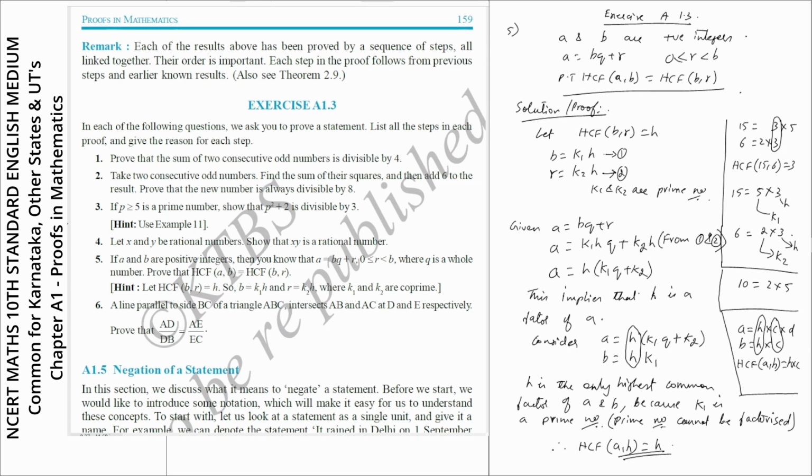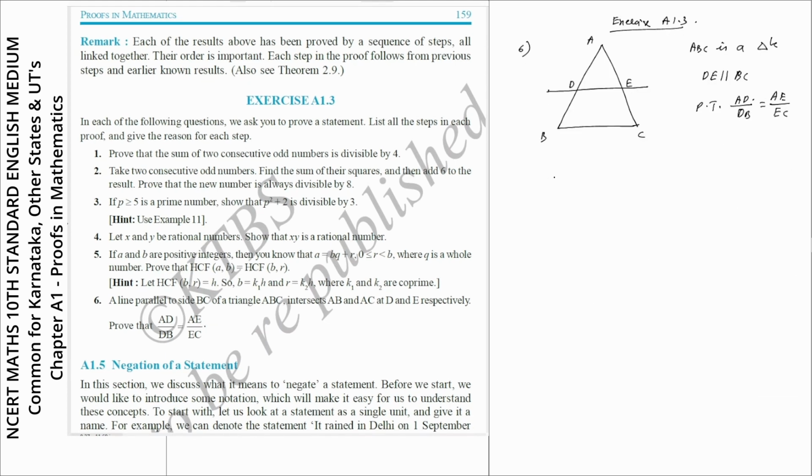If you study the chapter Real Numbers, you will come across many questions which are similar to this question. Exercise A 1.3, question number 6. A line parallel to side BC of a triangle ABC intersects AB and AC at D and E respectively. Prove that AD by DB is equal to AE by AC. So the diagram is like this. ABC is a triangle and a line is drawn parallel to side BC, and this line intersects AB and AC at D and E.